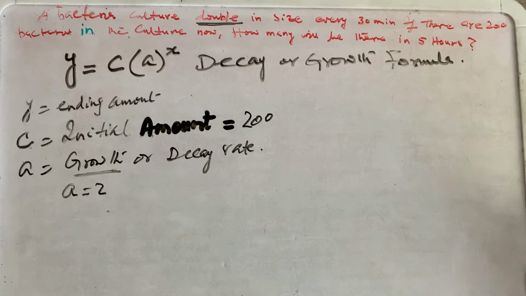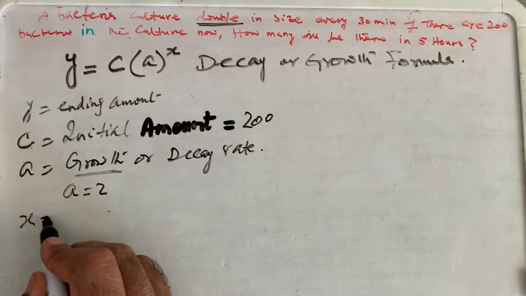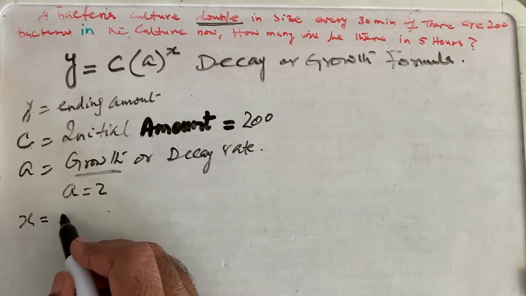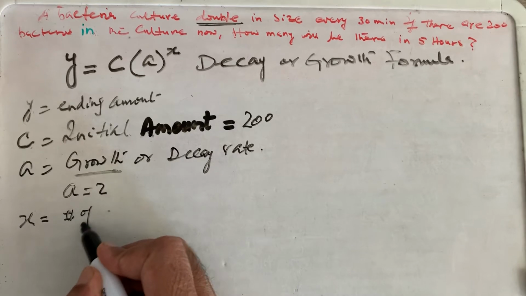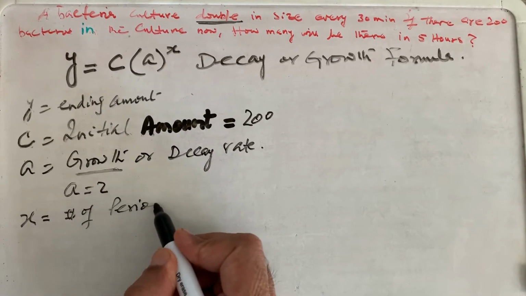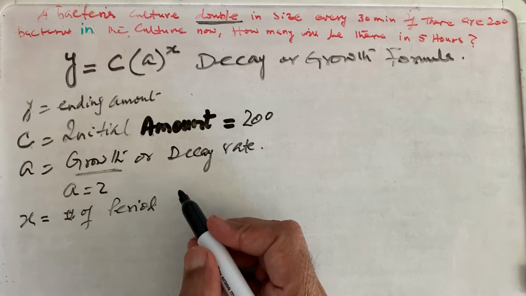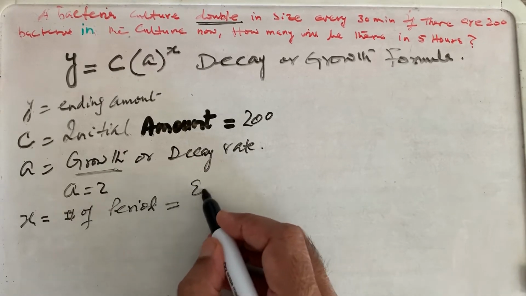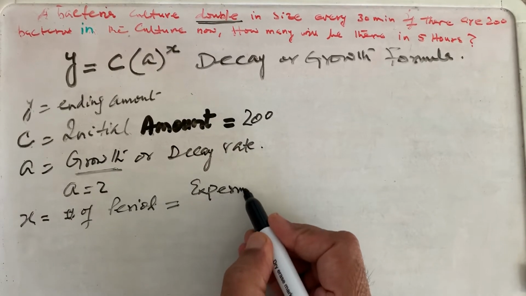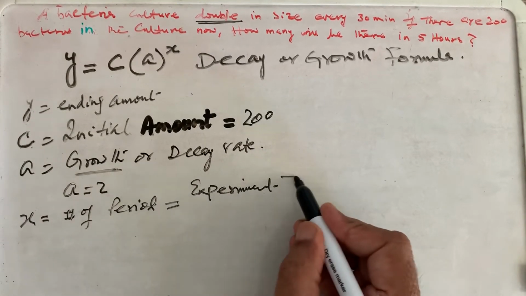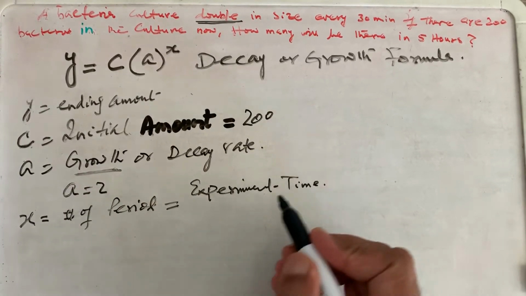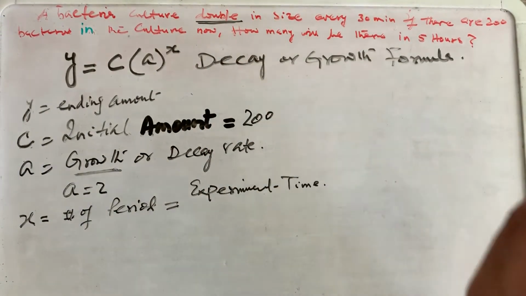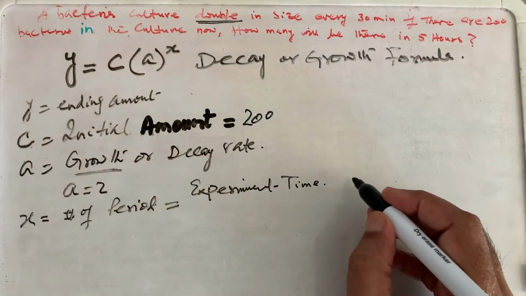This is the question. So we are setting up our variables, and my x is the number of periods. What does it mean? Number of periods means experiment time divided by doubling time. So experiment time: what is the question saying again? He's saying every 30 minutes they are doubling. How many will be there in 5 hours? So experiment time is 5 hours.